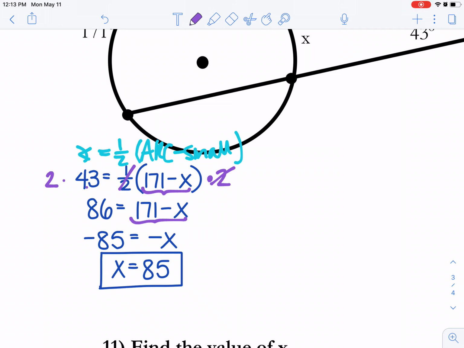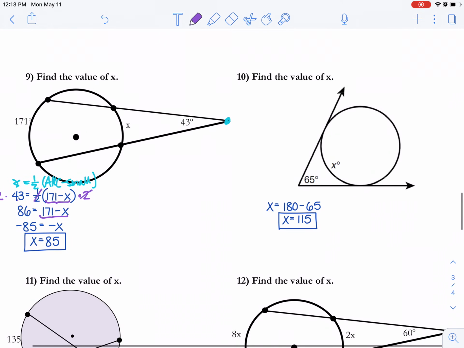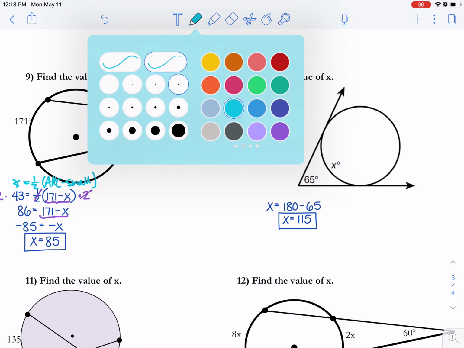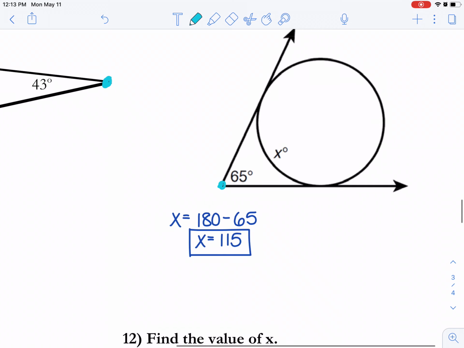And then 2 times 43 does give you that 86, and then you can finish solving there. Number 10 is also an angle whose vertex is outside the circle, but this is our special case one. It kind of looks like an ice cream cone.